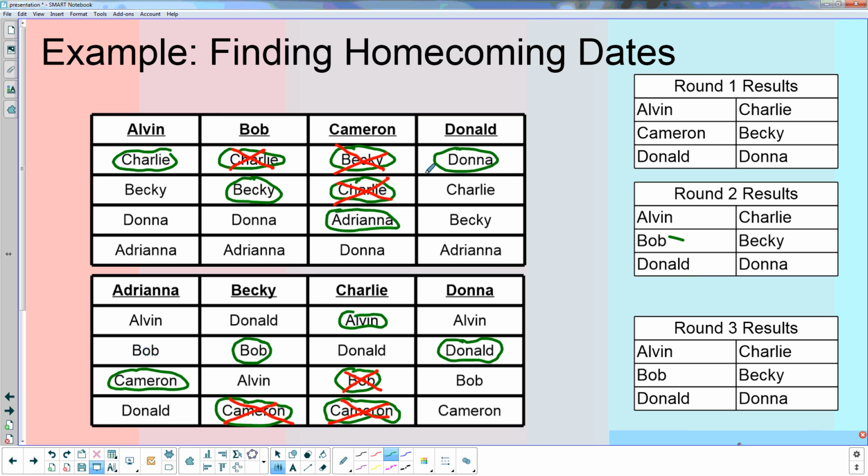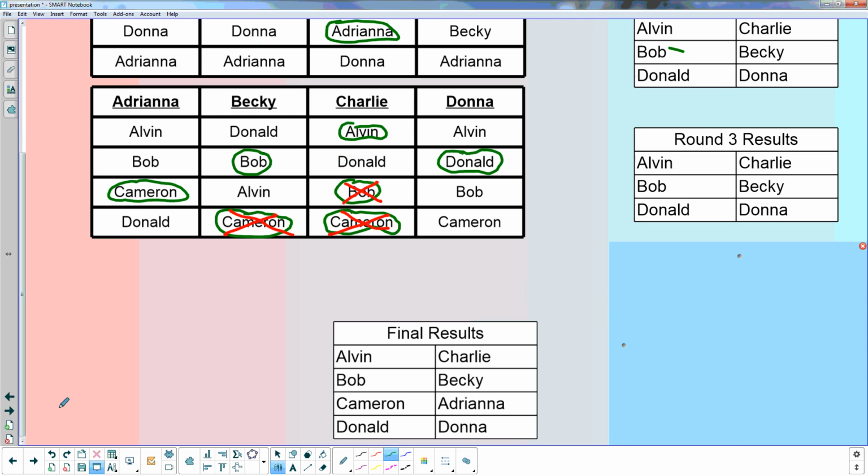The girls, Becky and Adriana, on the other hand, realistically got their worst possible pick, with the exception of Charlie getting her top pick. All the other ones didn't get their top pick. Some of them didn't even get close, in the sense that Adriana's going with her third choice, but her other top 2 choices were already taken. So as you can see, our final results are Alvin is going with Charlie, Bob with Becky, Cameron with Adriana, and Donald with Donna.